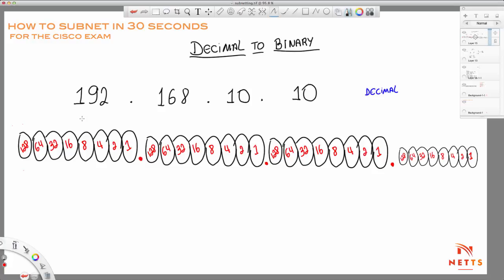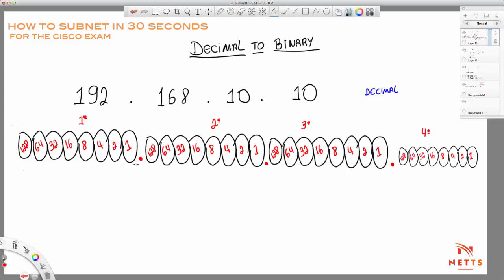So that's the first octet, the second octet, the third octet, and the fourth octet. Now we're going to represent 192 in binary. How do I do that? Because each bit has a specific value, you just need to add bits to get the result that you want.